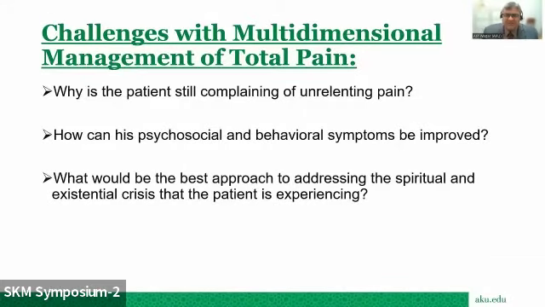So the challenges that come with the multidimensional management of total pain, and the questions that were coming up for the physician caring for the patient at home, are: why is the patient still complaining of unrelenting pain when on the objective assessment, it seems that his physical pain is very well controlled? The second question was, how could the patient's psychosocial and behavioral symptoms be improved? Because it was getting more and more difficult and challenging for the physician alone to address this. And the third question was, what would be the best approach to address the spiritual and existential crisis that the patient was experiencing at that time?